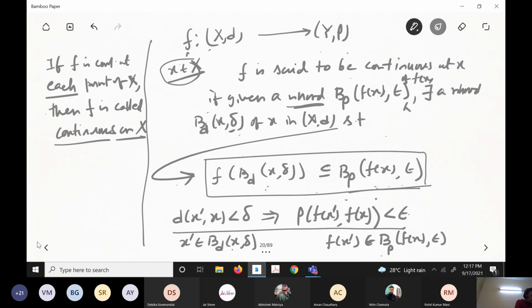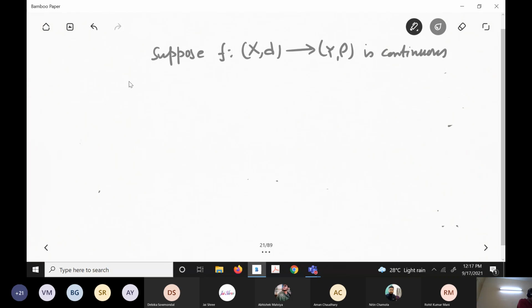Now you can easily prove, using only the definition of continuity, the following. Suppose f from (X, d) to (Y, rho) is continuous, that is, continuous at each point. Then if x_n goes to x, a sequence converging in (X, d), the image sequence f(x_n) converges to f(x) in (Y, rho).